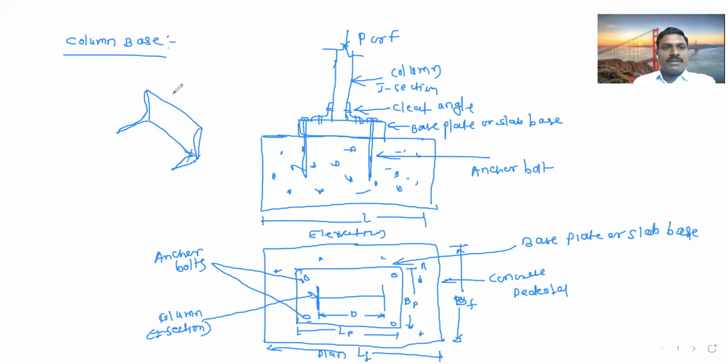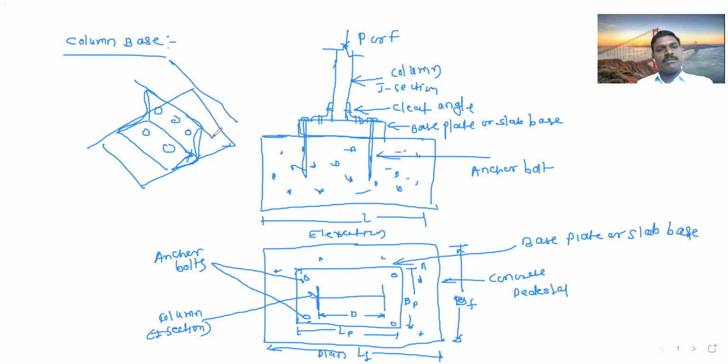This angle is provided here, connected to the I section, and here we connect the bolts. Here the plate will be there, and for this plate we provide bolts. Imagine this in side view. This is the side view, so I have drawn the sketch in side view.